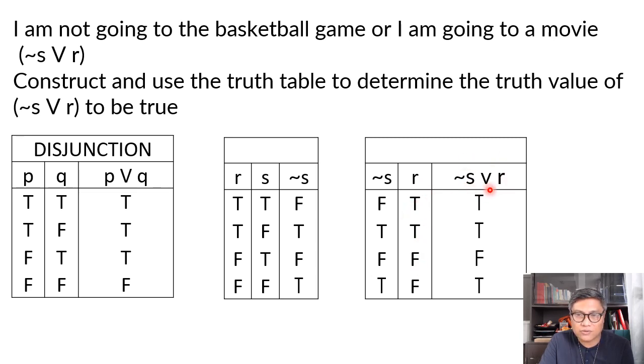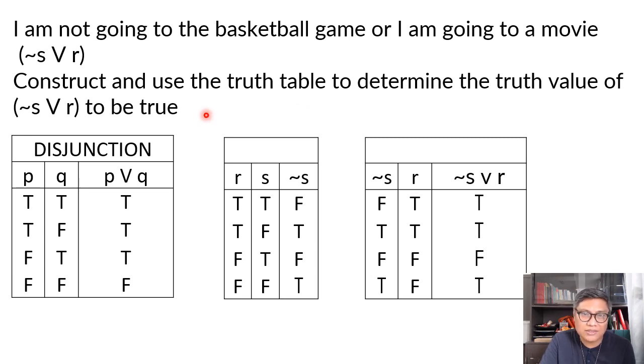So not S or R, because it's a disjunction. According to the disjunction rule, if one is true, then it is true. But if both are false, then it is a false statement. So here, we just look for a true. One true will do. So false or true is true. True or true is true. False or false is false. Then true or false is true. So we have here the four possible answers.